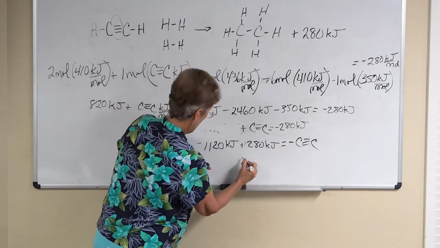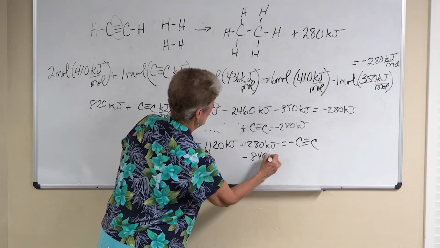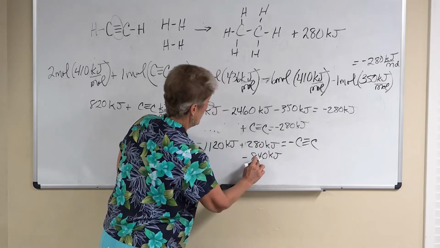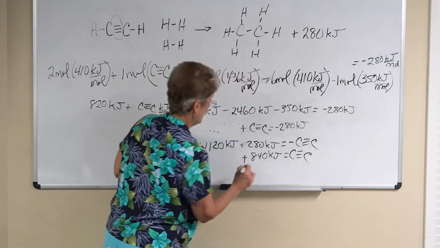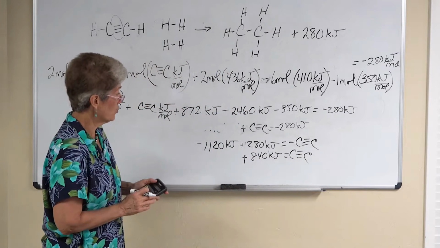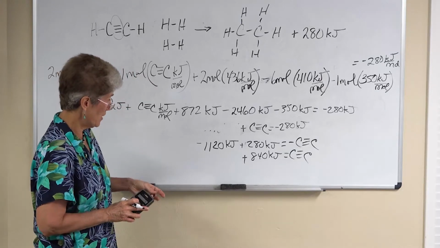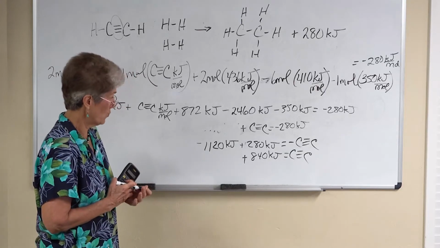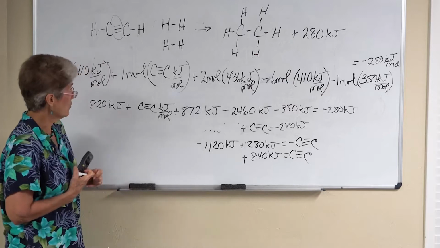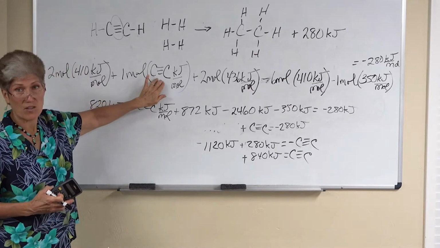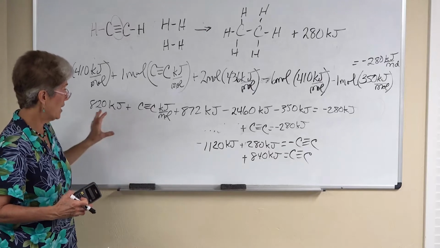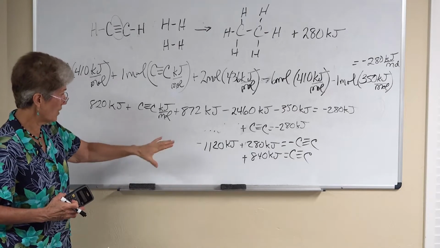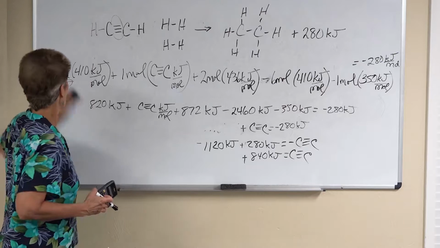Okay, so what I get here is negative 840 kilojoules, but now I'm going to multiply through by negative so that the bond is positive. So that's going to give me 840 kilojoules, and that's what the triple bond C equals is, 840 kilojoules. So there's our answer. We just made this our variable. We plugged everything else in, tried to work carefully, and watched our significant figures, and that's how we got that answer.